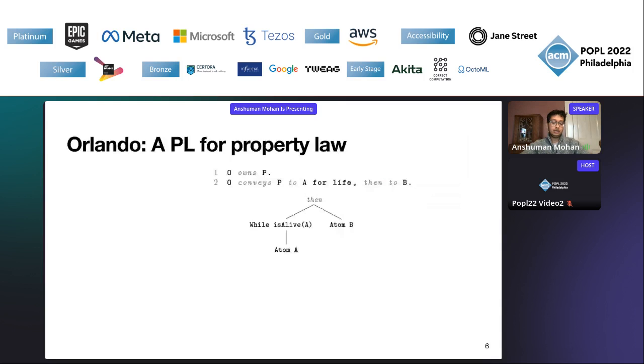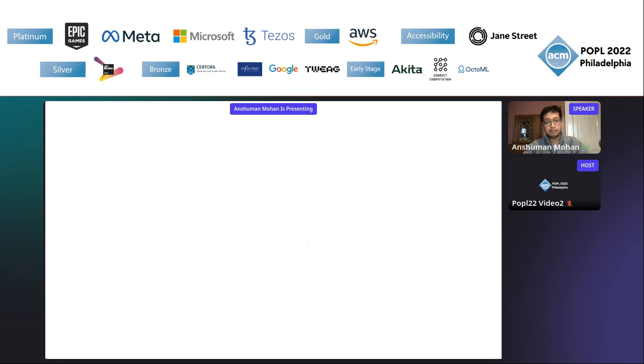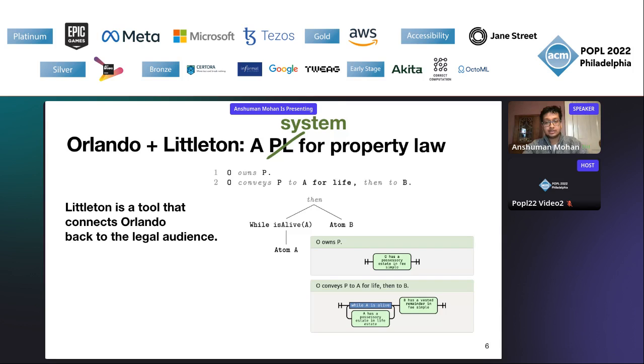So Orlando was a programming language for property law. And Littleton comes in and connects Orlando back to the legal audience. And this unleashes some significant power because Orlando plus Littleton is really a system for property law. Now, system here is very vaguely defined, but in our case, it has really helped out by opening up the possibility of deployment in classrooms.